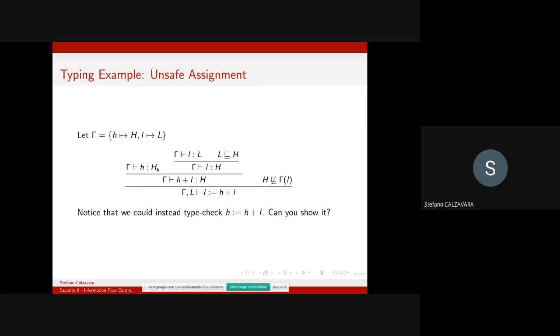So the variable H is high. The variable L can also be typed as high. And so in particular, the sum of H and L will also be high. However, after assigning this type to the expression, we are not able to type check this assignment, because we have to show that the label of the right-hand side of the assignment is less or equal than the label of the variable where we are putting the content. And since this variable is public, we are not able to show that H is less or equal than the label of L. Is it clear?